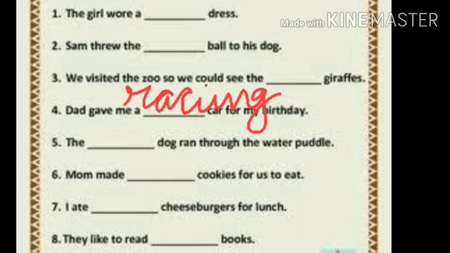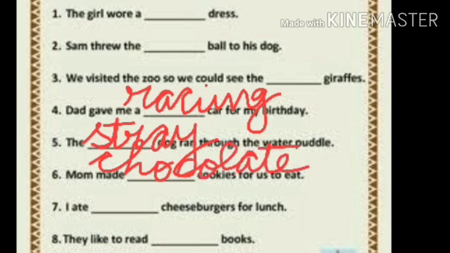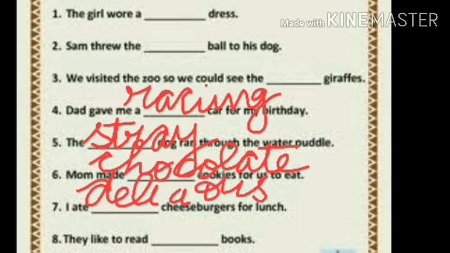The dash dog ran through the water puddle. The dash dog, let's say stray dog. Mom made dash cookies for us to eat. Let's say chocolate cookies. I ate dash cheeseburgers for lunch. Delicious cheeseburgers. They like to read dash books. They like to read storybooks.